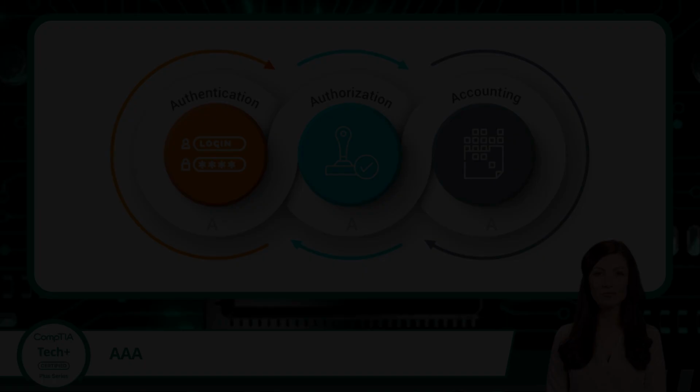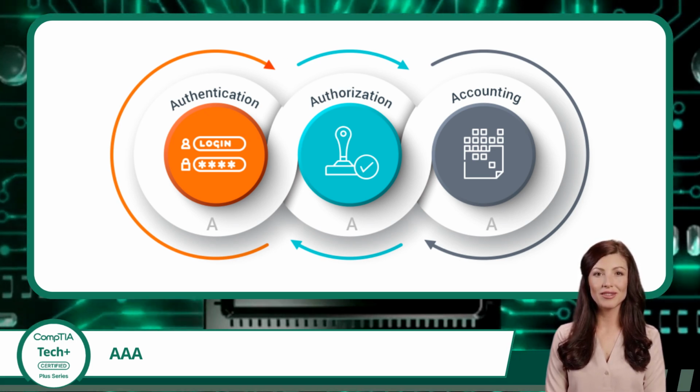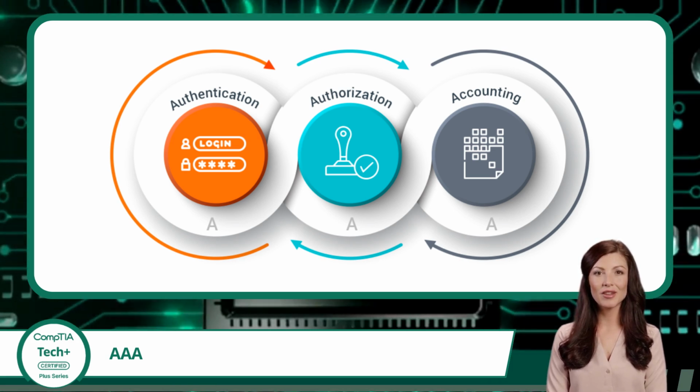AAA. In this video, I will break down the concept of AAA into its three core components: authentication, authorization, and accounting. But before I define these three components, I want to talk about AAA as it relates to the previously discussed topic of CIA. In the realm of information technology, both AAA and CIA are foundational concepts, but they focus on different aspects of security.